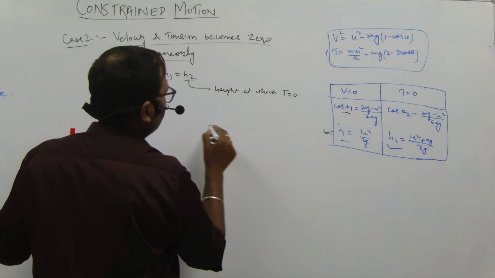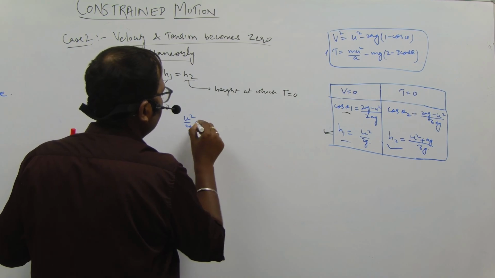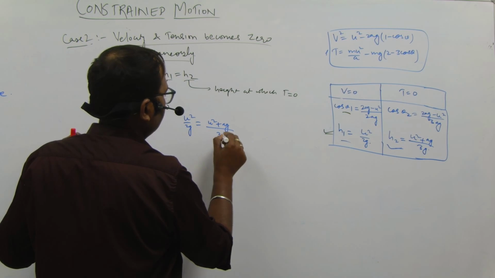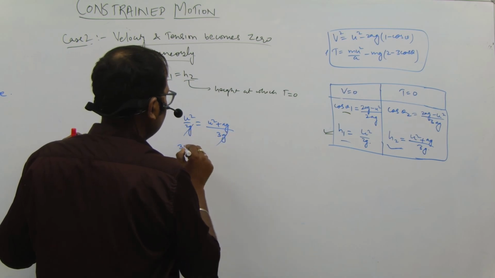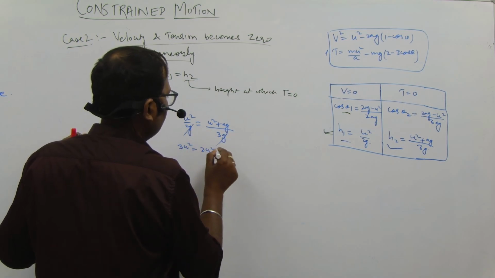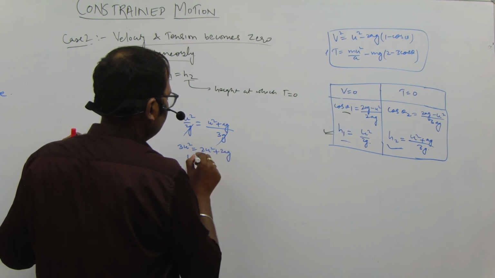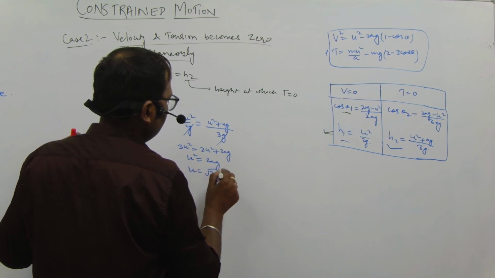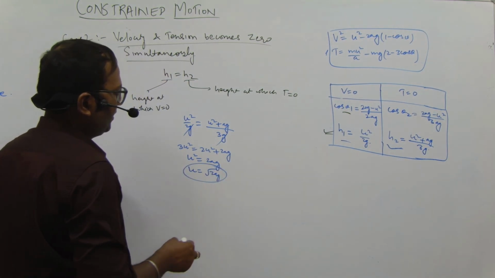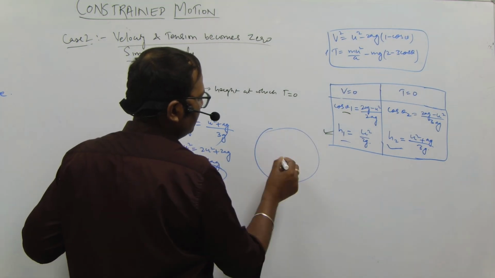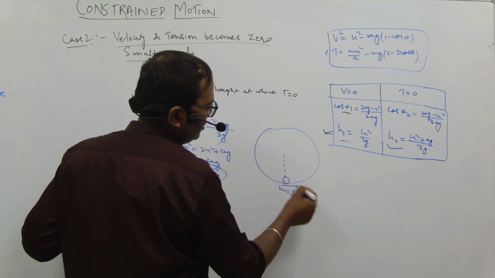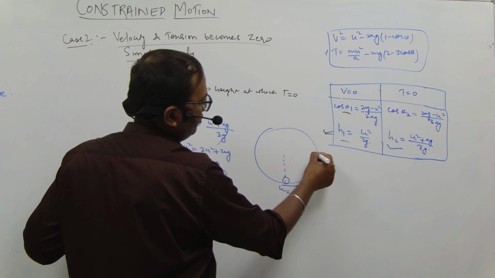So h1 is u square upon 2g. So u square upon 2g is equal to (u square plus ag) upon 3g. So this gets cancelled. So 3u square is equal to 2u square plus 2ag. So we have u square is equal to 2ag, u is equal to root under 2ag. So if we give the initial velocity u equal to root under 2ag to the particle, with this initial velocity it will reach the point on the horizontal diameter.